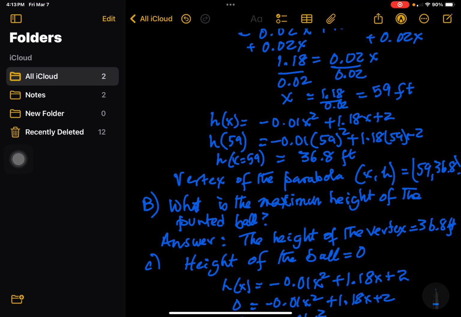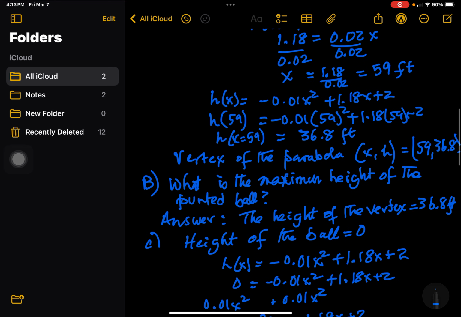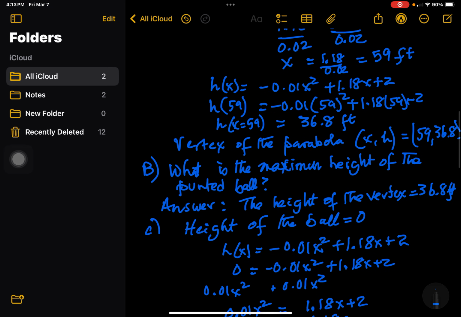That's part A. Part B asks what is the maximum height of the punted ball. Maximum height of the punted ball is at the vertex, which is 36.8 feet. Now part C, this is that the opposition team is not able to stop the football. So how far will it travel horizontally? That means when it hits the ground, height of the ball is 0.